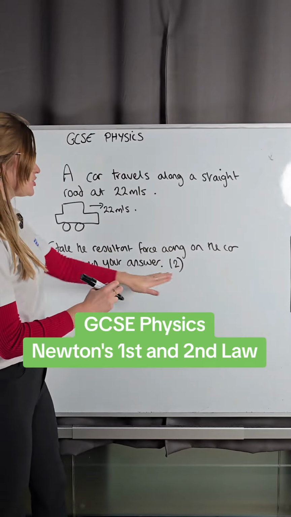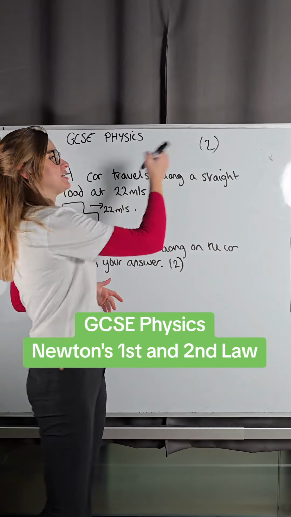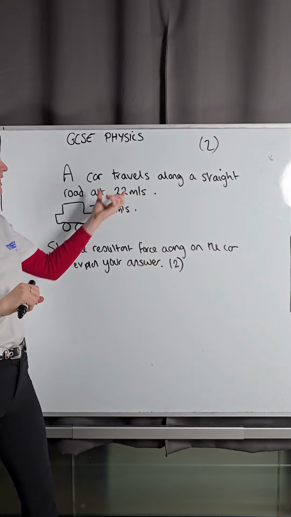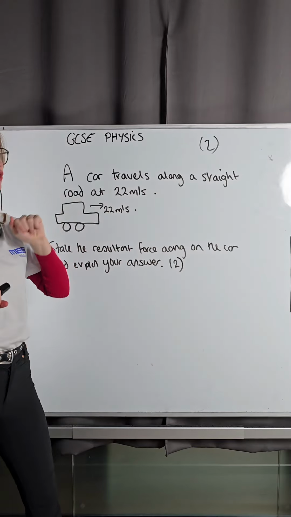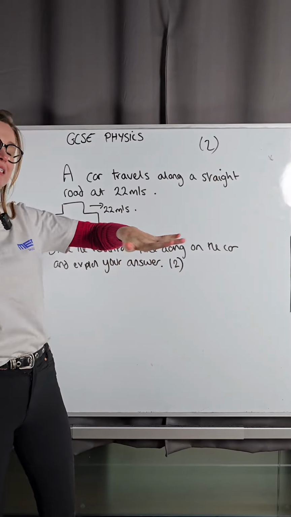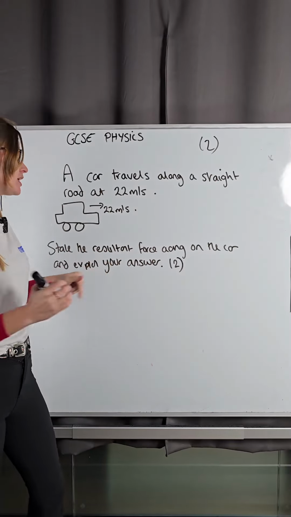Hey GCSE physicists, this is a lovely 2-marker, just checking if you've learnt about your forces properly. It says a car travels along a straight road at 22 meters per second. The car's like on cruise control, right? It's always going at that same speed. And it asks, what is the resultant force?